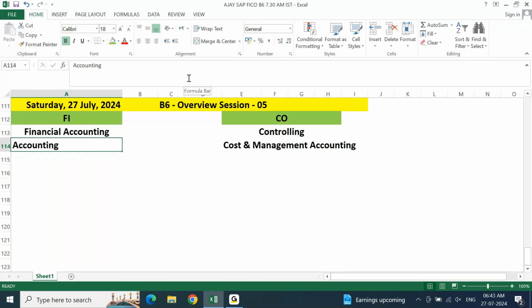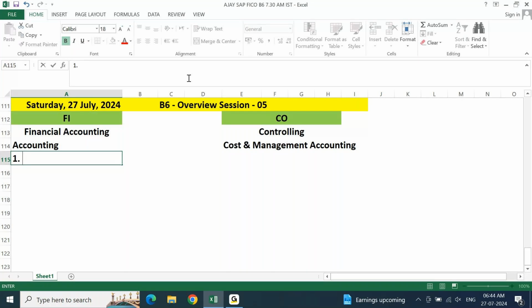Meaning, according to the SAP FICO module, financial accounting and cost and management accounting are sub-classified into several additional subdivisions. Now we need to understand how this is subdivided into multiple submodules. Let us make a list now. Here, first thing, I'm not writing everything. Whatever is more important, only those points we will be writing. The additional points we will be discussing in our regular sessions.